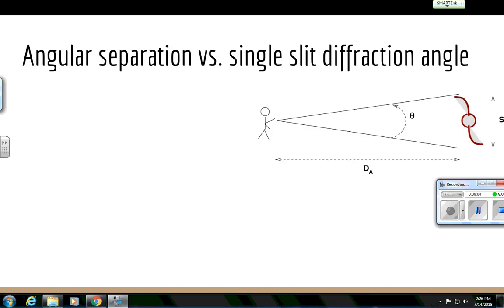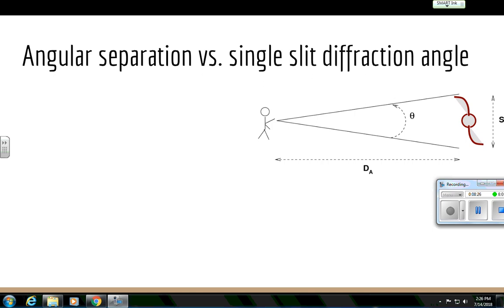So as we're getting into the mathematics of this topic, there's one thing that's going to be really helpful to differentiate, and your textbook does a good job of doing this. But the idea of angular separation versus single slit diffraction angle. These are two different angles, okay? And angular separation is just the angle apart that things appear from your perspective.